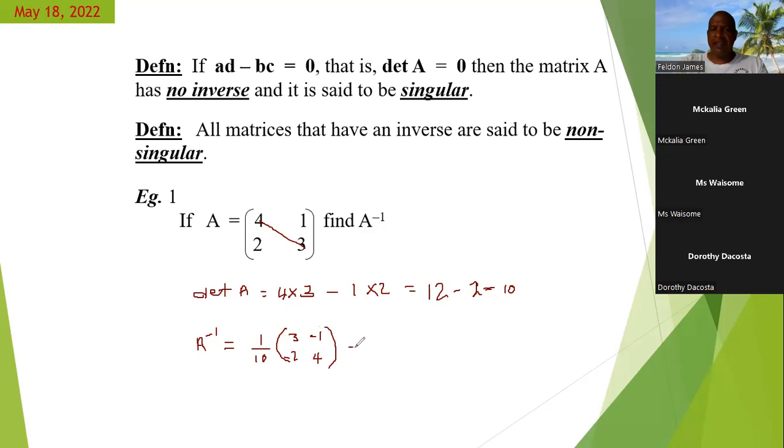And this here is your inverse, but to simplify it into a single matrix, you would divide each of these by the determinant. So you would get 3 over 10, which is 0.3, minus 1 over 10, which is minus 0.1, and minus 2 over 10 would be minus 0.2, and 4 over 10 would be 0.4. So this would actually be the single matrix that represents the inverse when you simplify by multiplying by the scalar of 1 over 10. Now, this is A inverse.